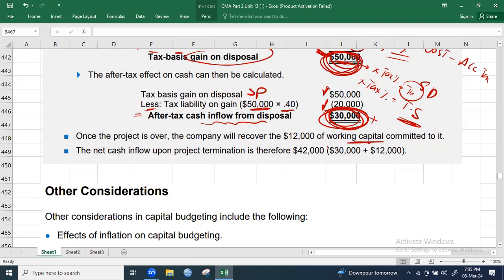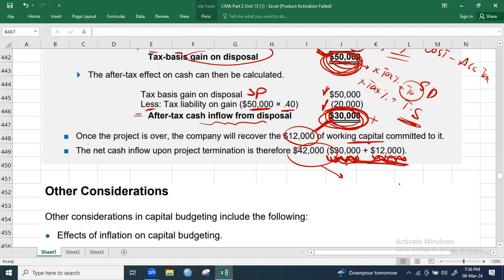Working capital we invested at the start of the project, for example, is 12,000. This will be recovered now. So now I'll add these two cash flows: after tax proceed from the disposal of new equipment plus recovery of working capital. Please don't do any adjustment for tax related to working capital, because it is not taxable as per tax law. So if you add these two, this is called project termination cash flows.